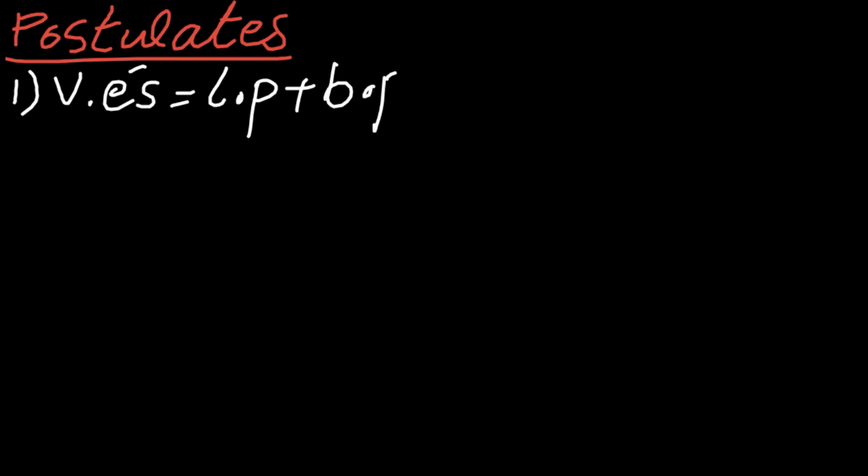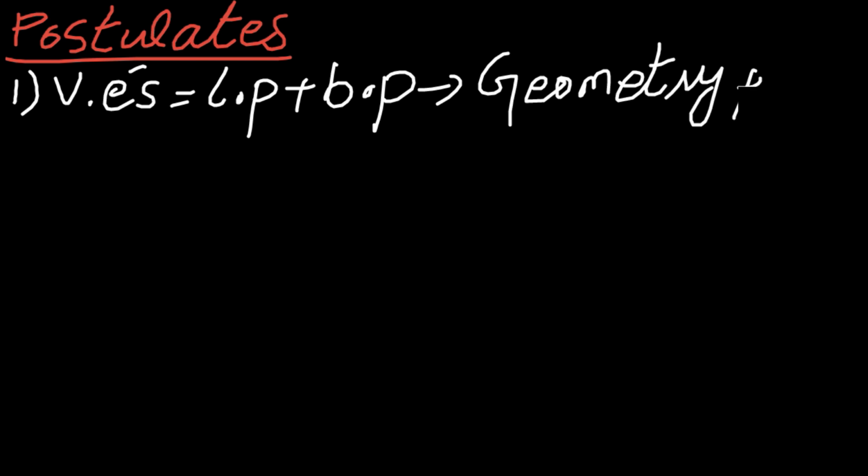Let's write all of the postulates of VSEPR theory. The very first postulate, as I have told you earlier, is the valence electrons, lone pair plus bond pair, will determine the geometry and bond angle of molecule.